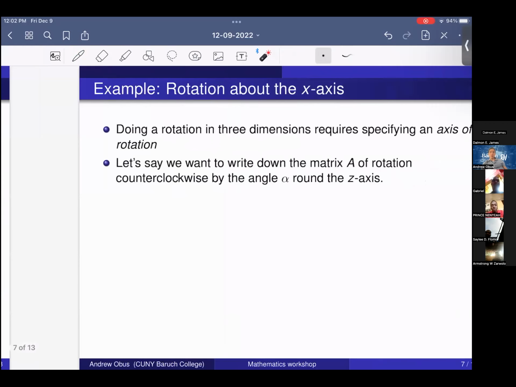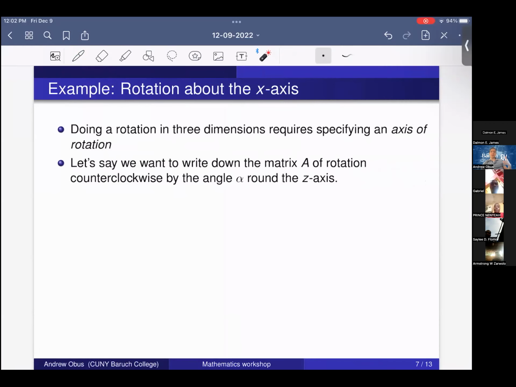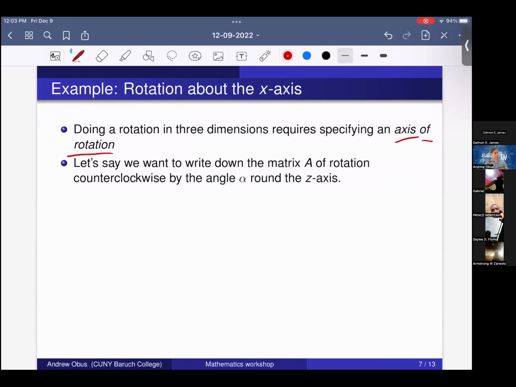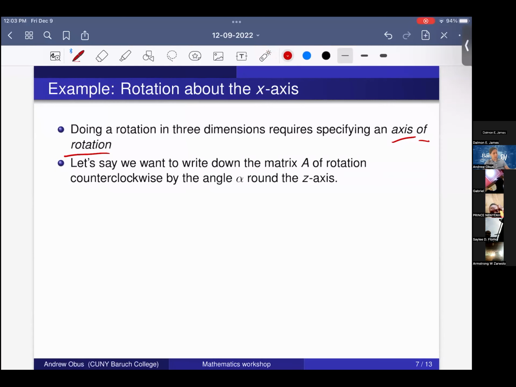So one thing is that in 3 dimensions, you can't just say a rotation. If you have a rotation in 3 dimensions, there needs to be an axis that you're rotating around. So you have to specify what's called an axis of rotation. Okay, so let's imagine, and this should say the z-axis, we want to understand the rotation counterclockwise by angle alpha around the z-axis. So I'm going to draw my XYZ space like this.